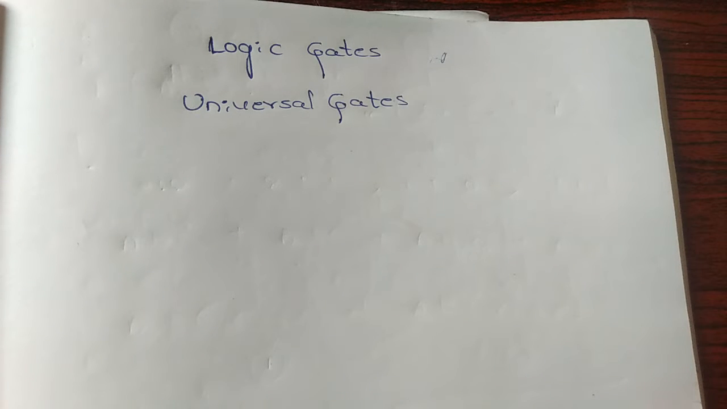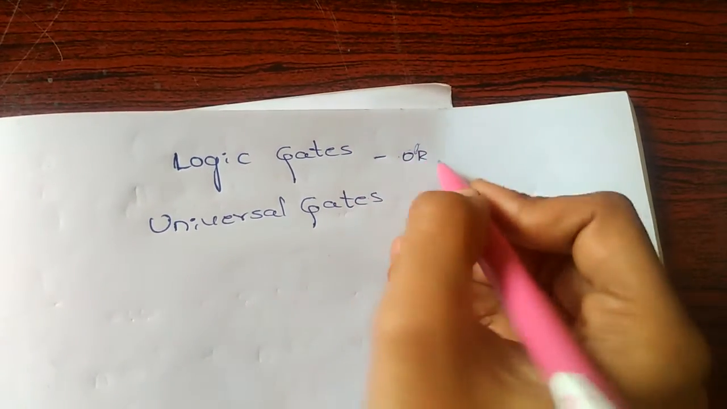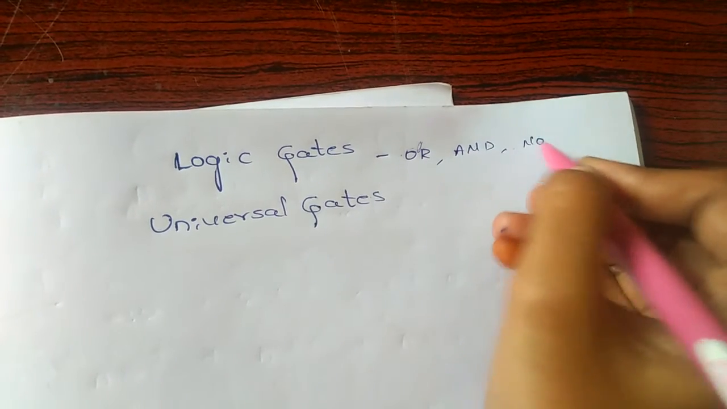Today in this video, let's discuss the logic gates and the universal gates. To build a logic, to build a decision, we need some logic gates. The basic logic gates that we have are the OR gate, AND gate, and NOT gate.